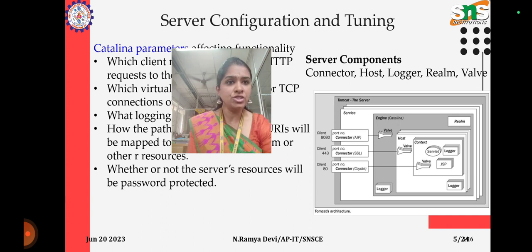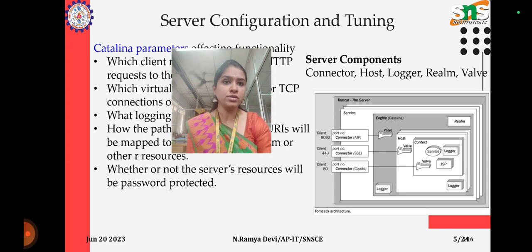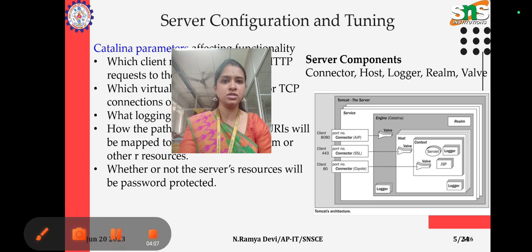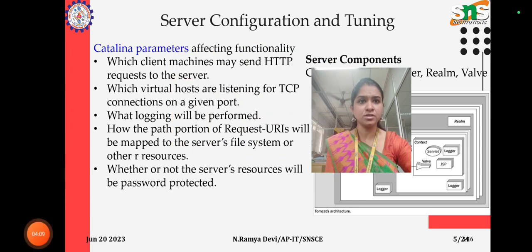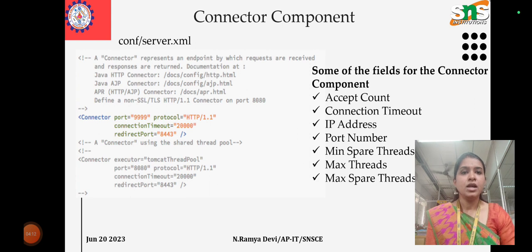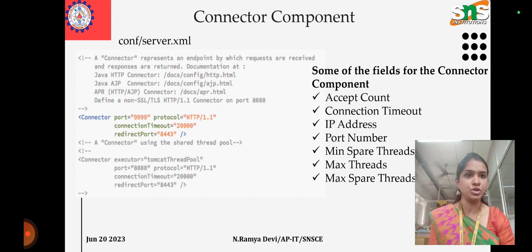And then there is an engine called Catalina, and there are so many valves and logger information for logging all the server activities. And then there is a context, inside which we have servlets. The servlet is the actual web service which serves our request. And this is the connector component. The connector component has many fields. One is the accept count, which says how many connections can be made from a client, and then the connection timeout duration, the IP address, port number, minimum spare threads, maximum threads, and the maximum spare threads.